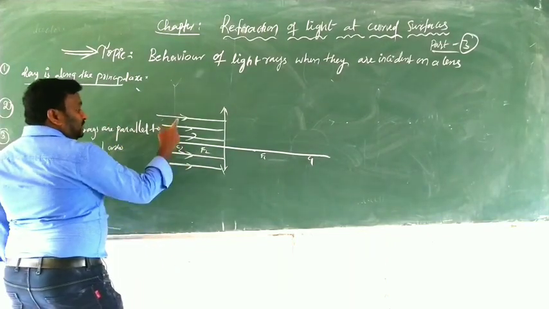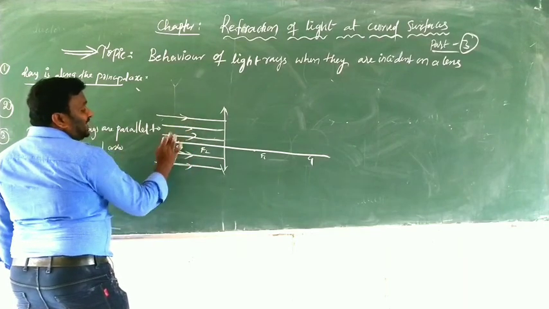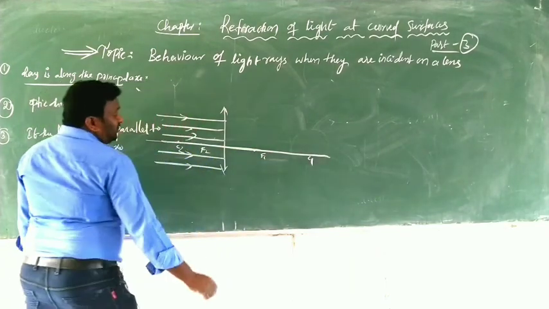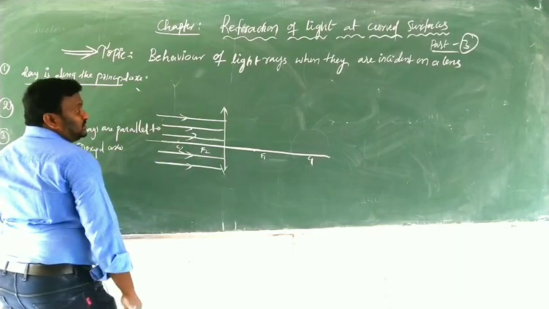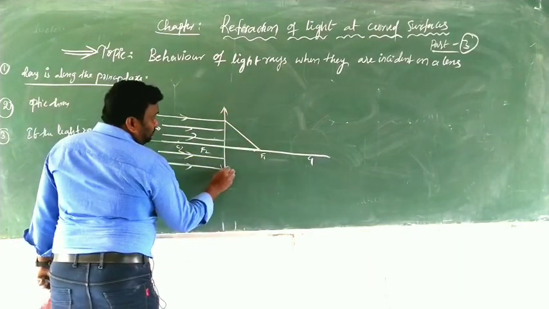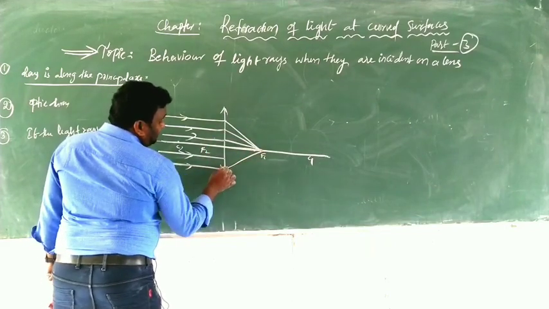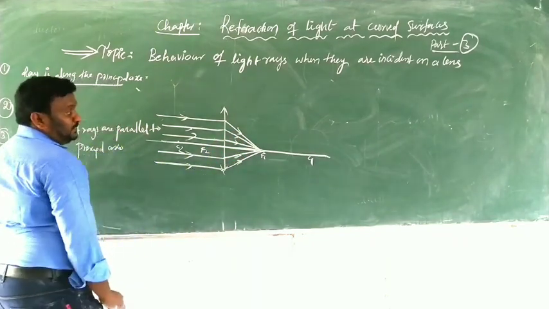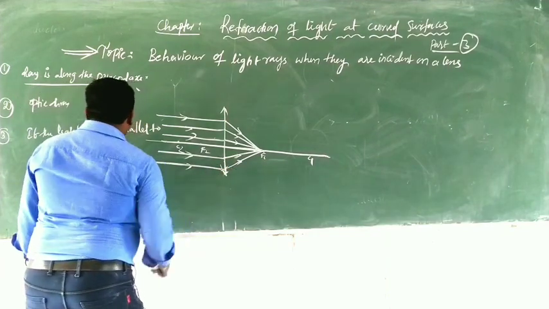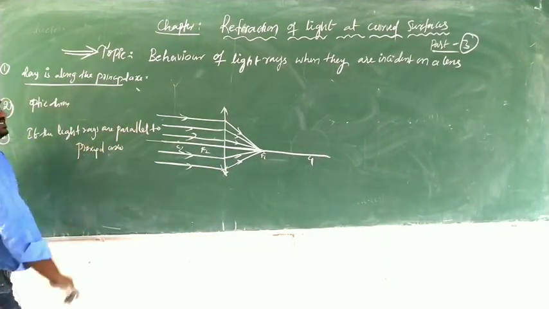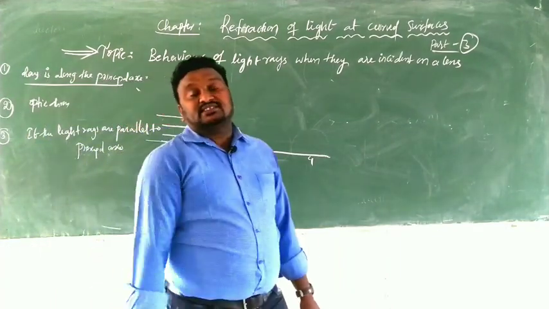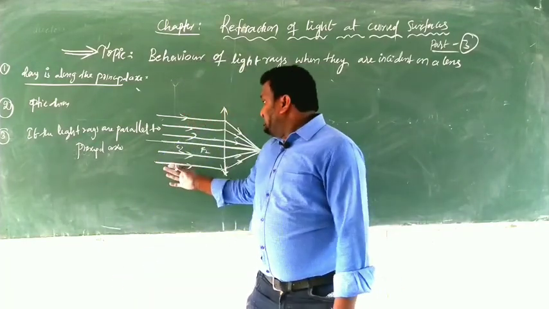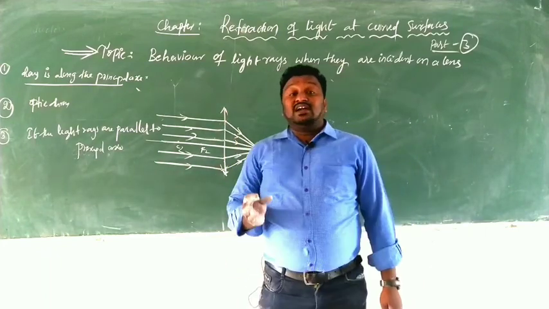When the light is parallel to the principal axis, these light rays, how they are parallel, this is the principal axis. What I am drawing now, this is the principal axis. For that, these rays are in parallel. So after refraction, they should meet at one point. That point is called the focal point. So if the light rays are parallel to the principal axis, after refraction, they should meet at one point. That point, what we call? Focal point. So this is the reason why the biconvex is called a converging lens.